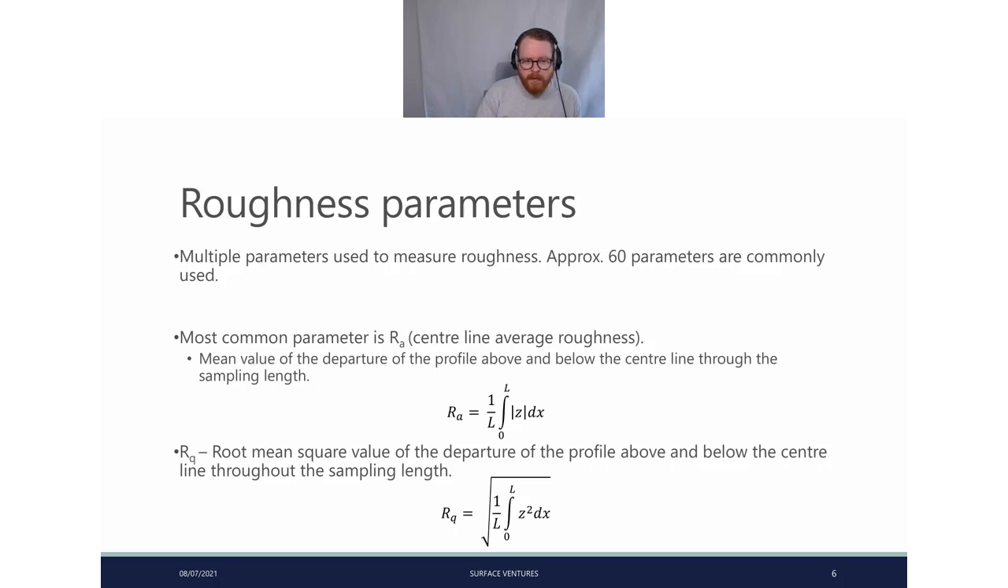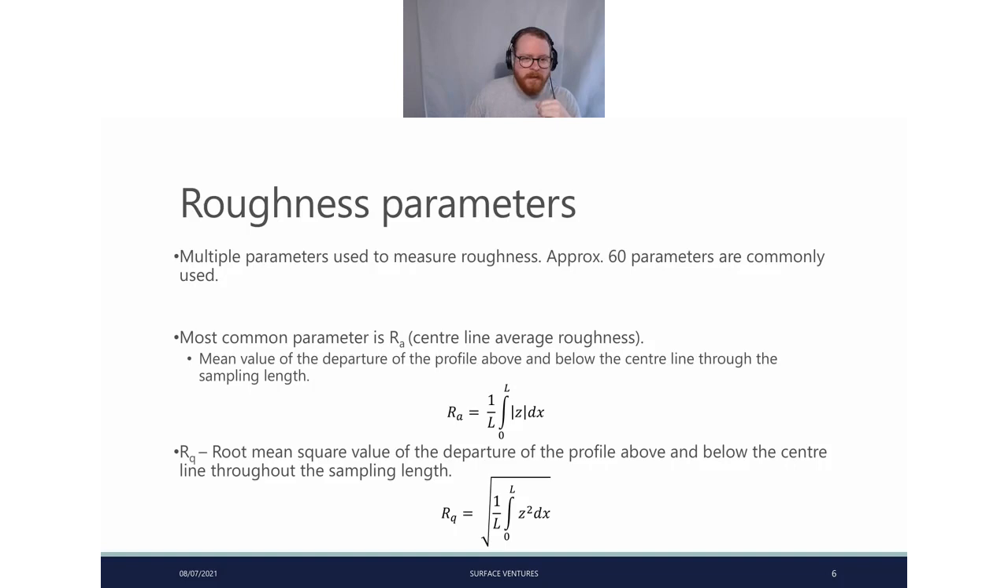There are so many roughness parameters that are used typically. I think when I was looking before, I found there are roughly, if you pardon the pun, 60 or so parameters that are commonly used. There are two here that are most common and probably give you the most information about surfaces, those being Ra, centerline roughness, and root mean square roughness.